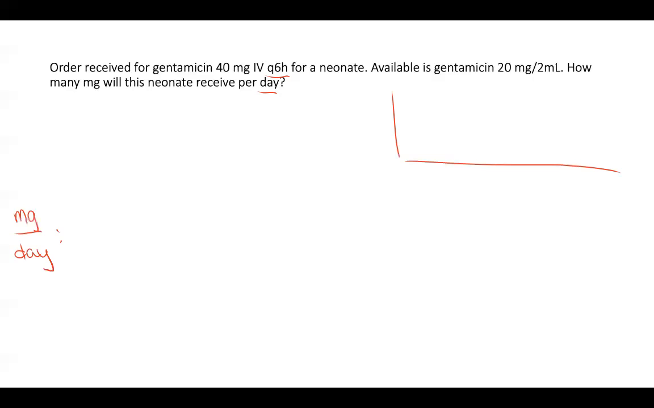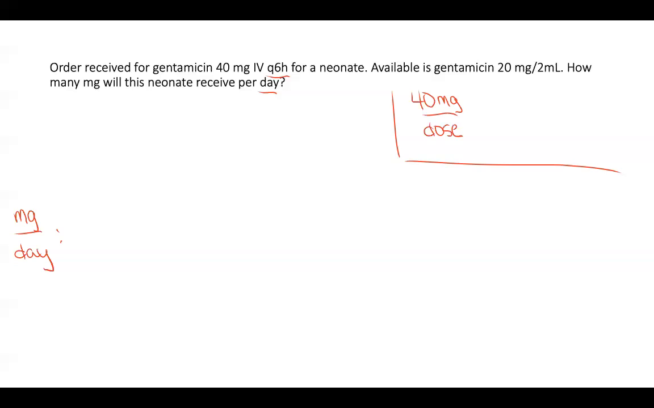Okay, step 2 is to build our box. And in our box goes our order, which is 40 milligrams per dose. Now, do we need the 20 milligrams per 2 milliliters? That's the question.